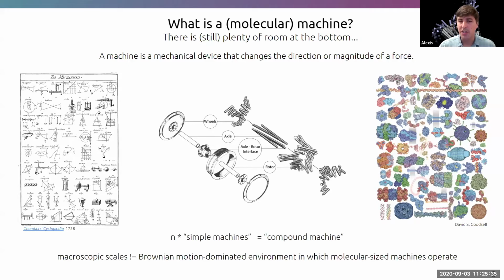We're starting really simple here, just trying to build very simple mechanical machines made of proteins. But the idea is that once we have a collection of simple machines, we can put them together into a more complex machine. What's also important to keep in mind is that macroscopic scales are very different from nanoscale, right? Because at nanoscale, you have a Brownian motion-dominated environment that's extremely viscous. And so the principles to design machines at the nanoscale are quite different.